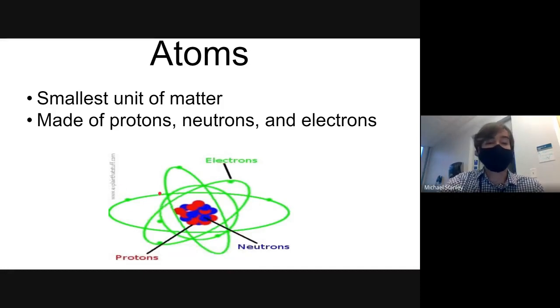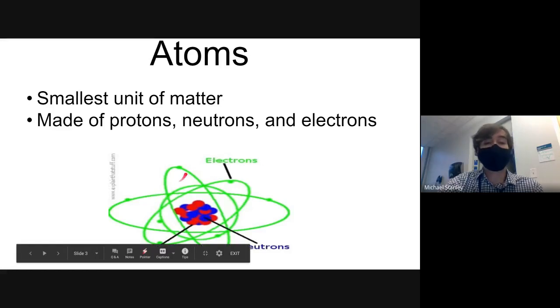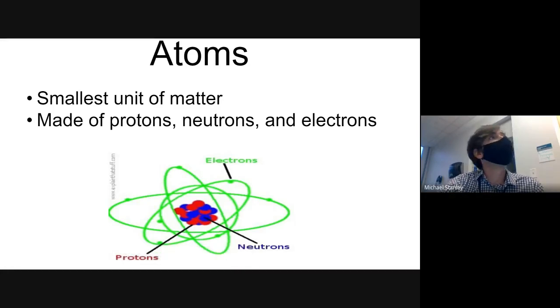So these rings that you see here don't actually exist. They're just showing that the electrons are constantly moving. So imagine that these electrons are constantly orbiting around the atom. They're going round and round and round the outside of the atom. And then the protons and the neutrons are hanging out here in the little middle section.